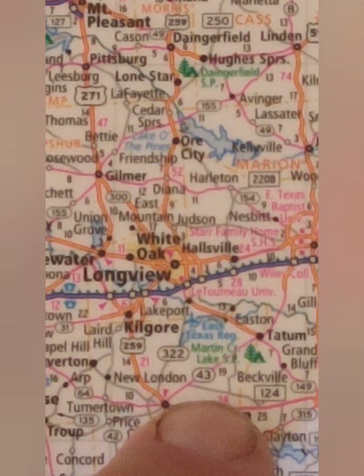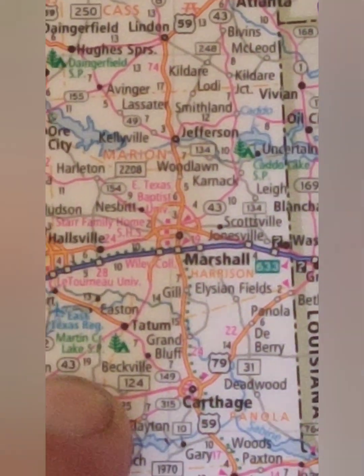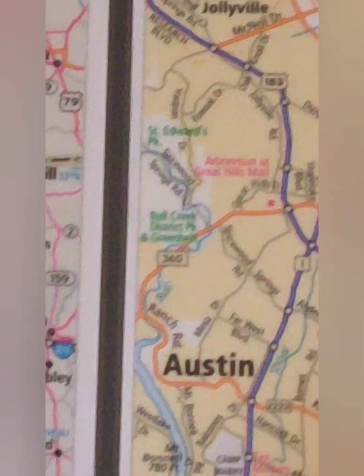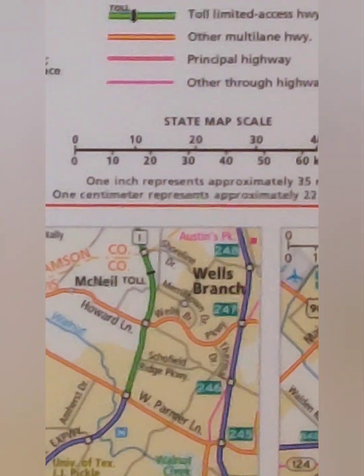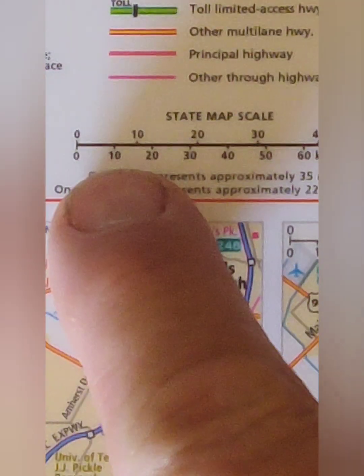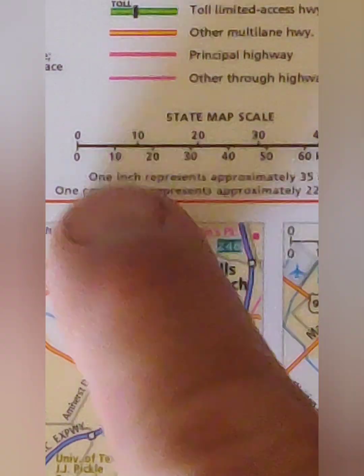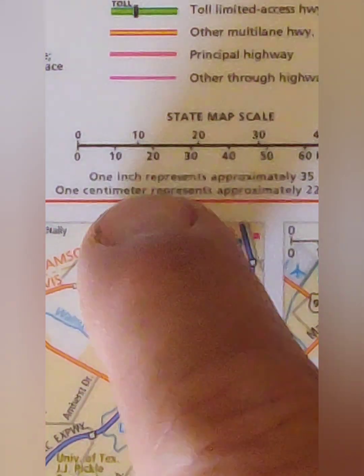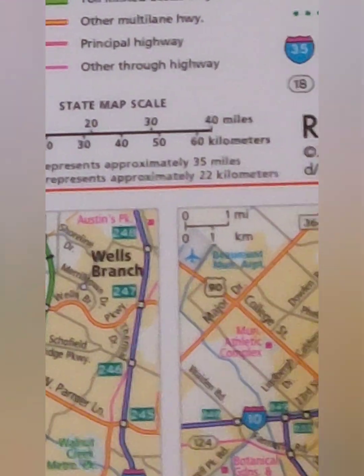If we come over here a ways, we're going to see that we have 43, and that's your State Highway 43. Now, the other important thing is your scale. This is something where if you have paracord or fishing line or something that's actually malleable, a lot of people, rulers aren't really good for this because, see, 1 inch represents approximately 35 miles.